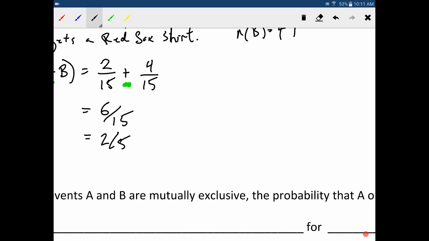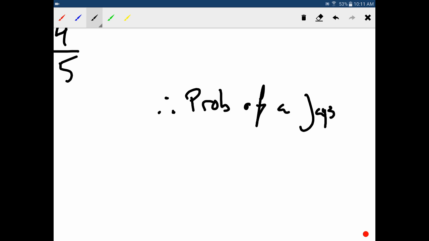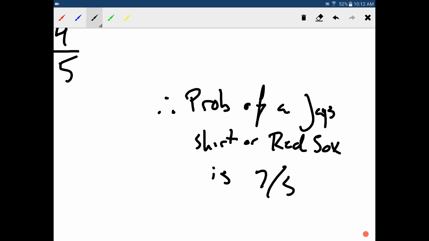Therefore, the probability of a Jays shirt or Red Sox shirt is just 2 out of 5.